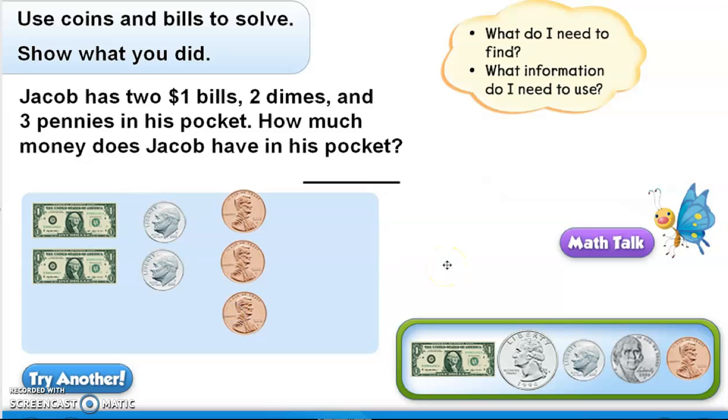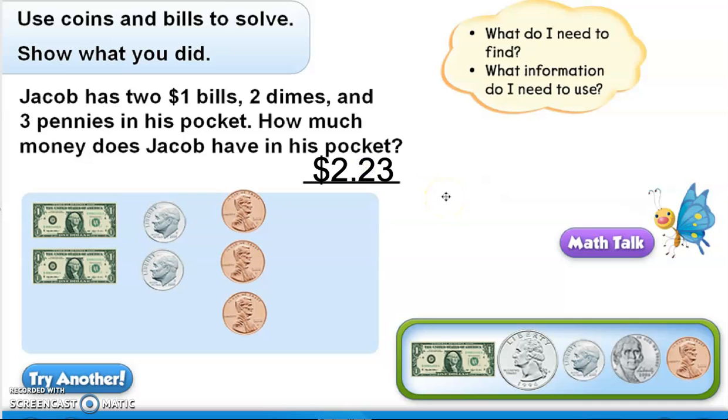Okay, so now we've used all the information that we have. So now we can count the bills and coins to find out just how much money Jacob has in his pocket. So again, we have $2 bills, so we have $2. We have $2.10, $2.20, $2.21, $2.22, $2.23. So Jacob has $2.23 in his pocket, just written like that.